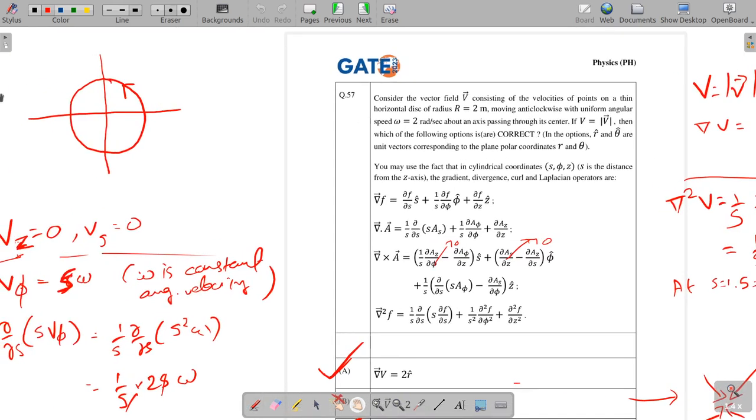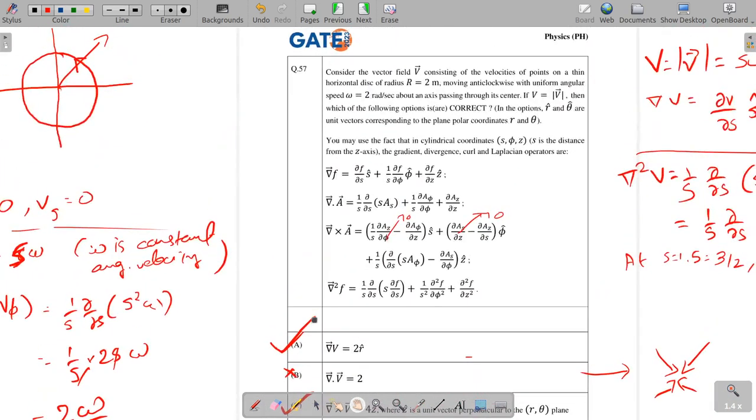So I have just shown it schematically here. The angular velocity is given as omega, 2 radians per second, and the axis is given. It is passing through the center like this. So this will be the axis of rotation, and v is the magnitude of that rotation. Then the question is to pick which of the options is correct. Okay.